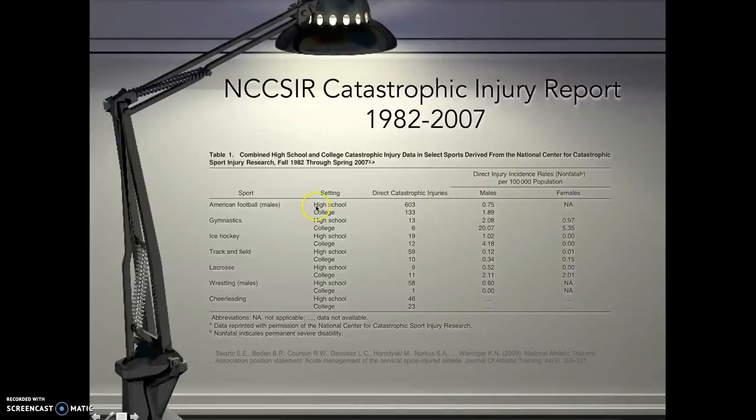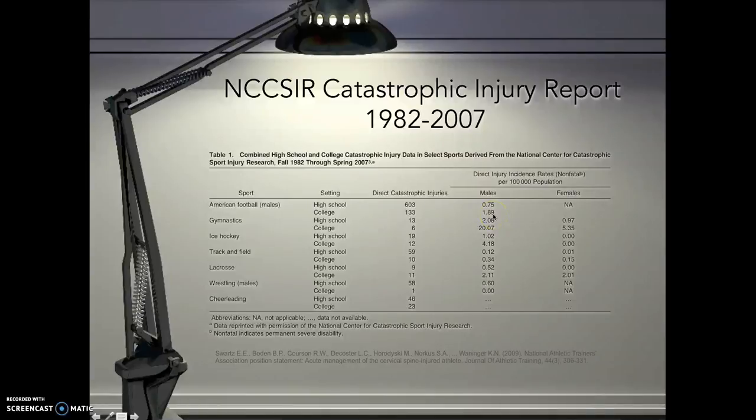Okay, so let's look at football again. The high school from 1982 to 2007, there were 603 reported direct catastrophic injuries, but the incidence rate was 0.75 per 100,000. Okay, at the college level, there were only 133 direct catastrophic injuries, but the incidence rate rather is 1.89. So it's a lot higher. It's more than double the rate of injury at the high school. Okay, so we're going to have more new cases potentially. There's a higher rate at the college level than there is at the high school. So there's more total cases at the high school, but there's a higher rate in the college.